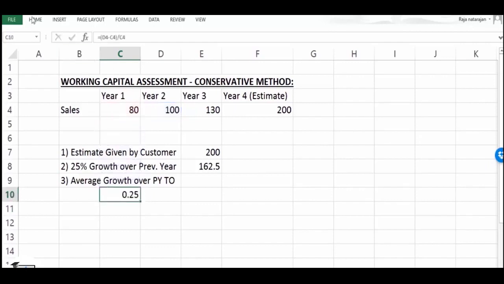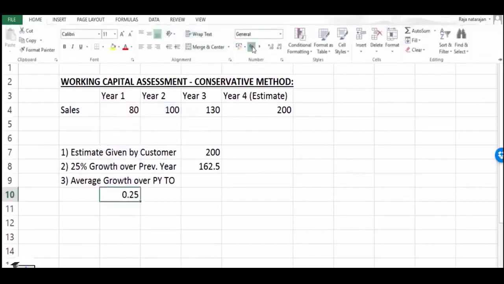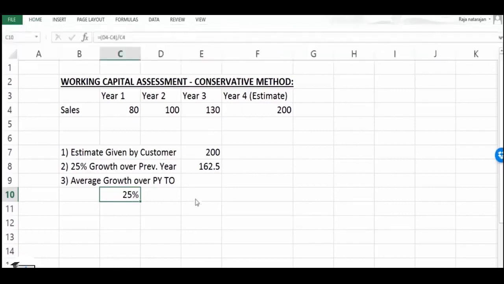So what is the growth here? The growth, if I express it as a percentage, is 25%. Similarly, I have to do it between year 2 and 3, and very apparently we can see it's a 30% growth, because it is 130 minus 100, 30 over 100, it's 30%. So we have to take into consideration the average growth.